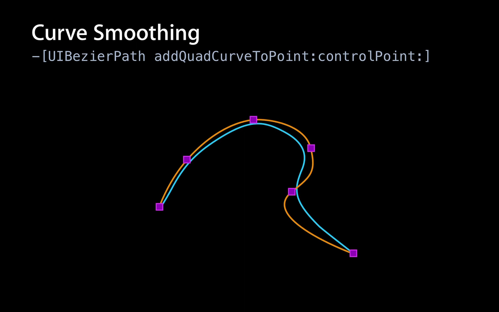Well, if we use the midpoints between each of the touch samples that we have, then we'll just get a straight line. Because remember, the further the control point is from the line connecting the start and end points, the more curvy the curve is.